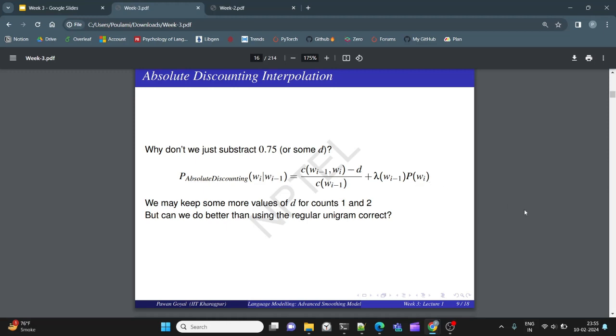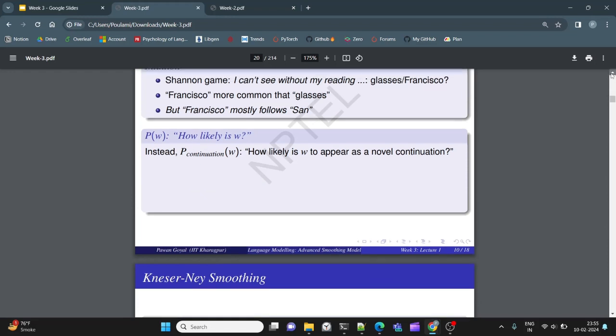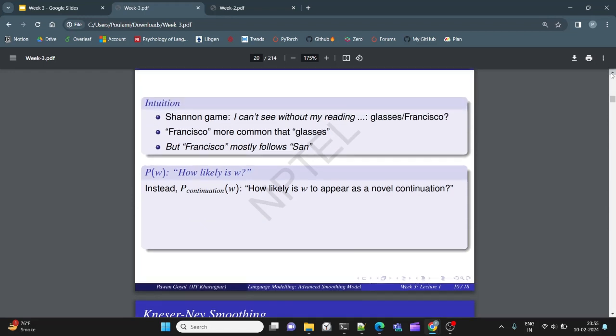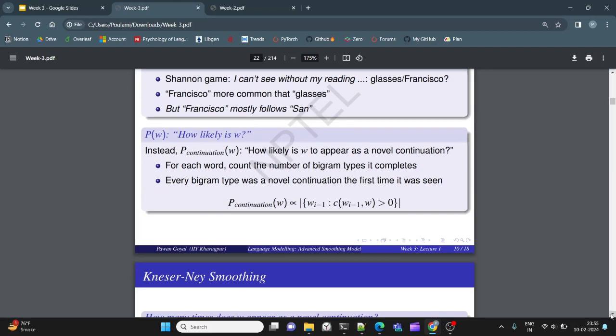So here we are using this continuation probability. Instead of simply taking the unigram probability of the word, which in this corpus would be very high for Francisco, since Francisco would have a higher unigram probability than glasses, can we take the continuation probability? The continuation probability takes into account how probable it is as a continuation of a word, or how likely W is to appear as a novel continuation.